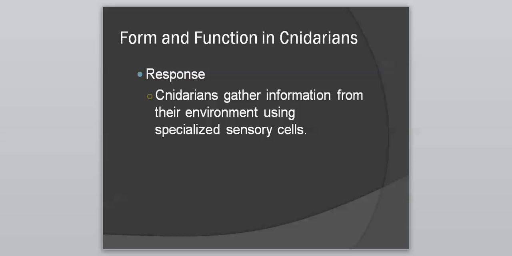Our next one is response. This is how Cnidarians gather information, and this is going to be more specialized than our last group, the sponges. They can gather information from their environment using specialized sensory cells. So they do have some cells that help them sense the environment.